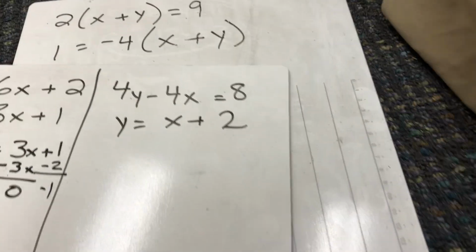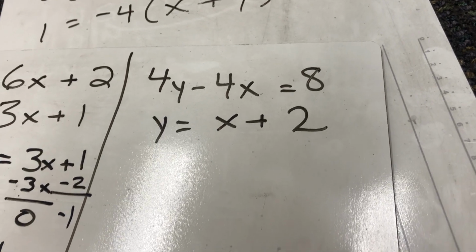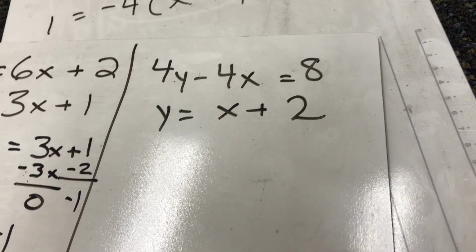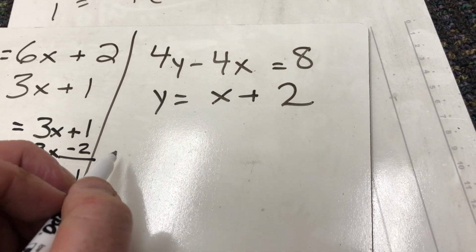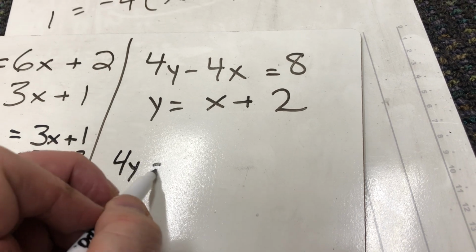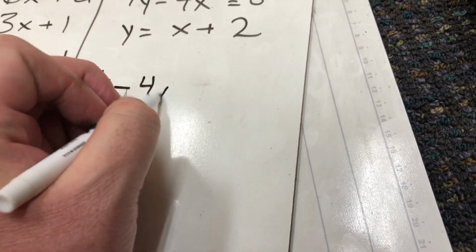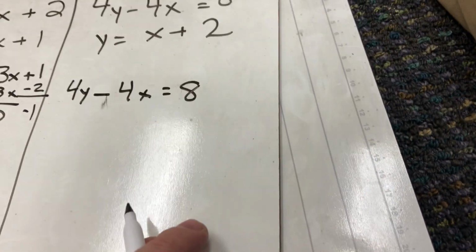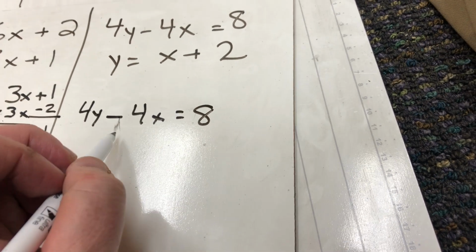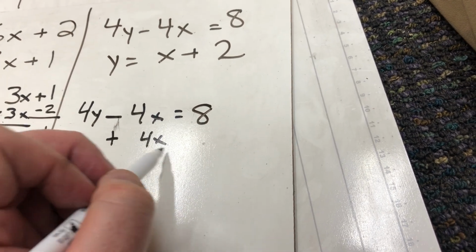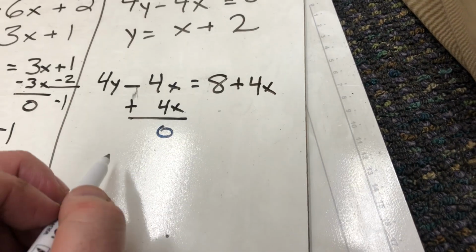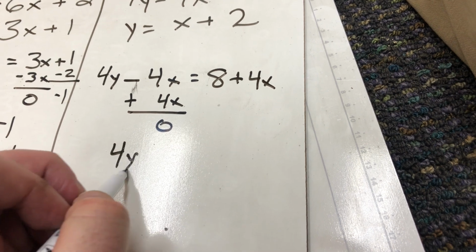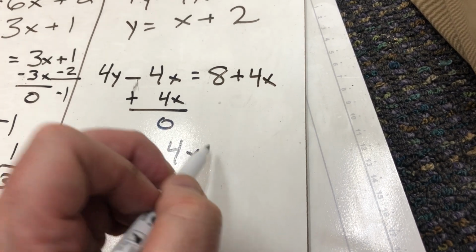All right, so let's look at this one. 4y minus 4x equals 8, y equals x plus 2. Well, that one's already in slope-intercept form, so I'm going to leave that one alone for the time being. Let's rewrite that top one. 4y minus 4x equals 8. I want to isolate the 4y, which means I'm going to add 4x to both sides. That gives me 0 plus 4x over here, but I'm going to keep it in that slope-intercept form. 4y equals 4x plus 8.